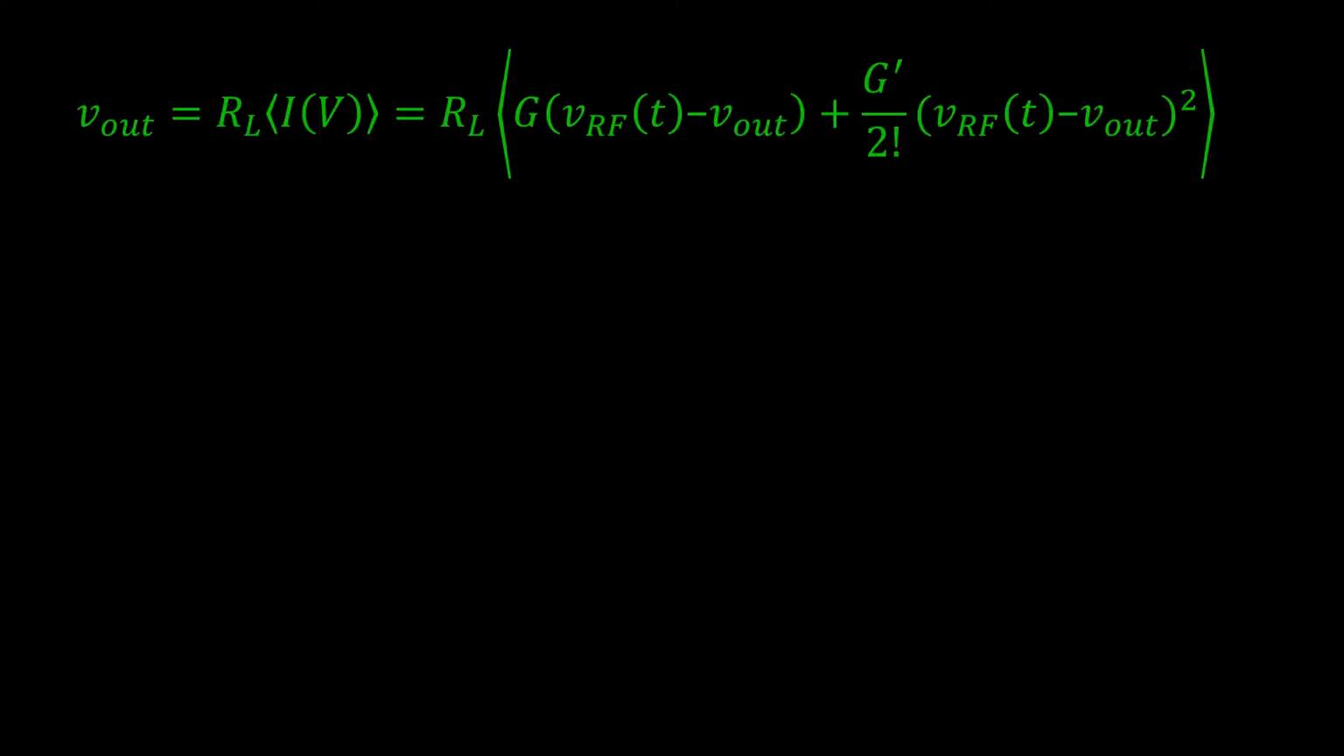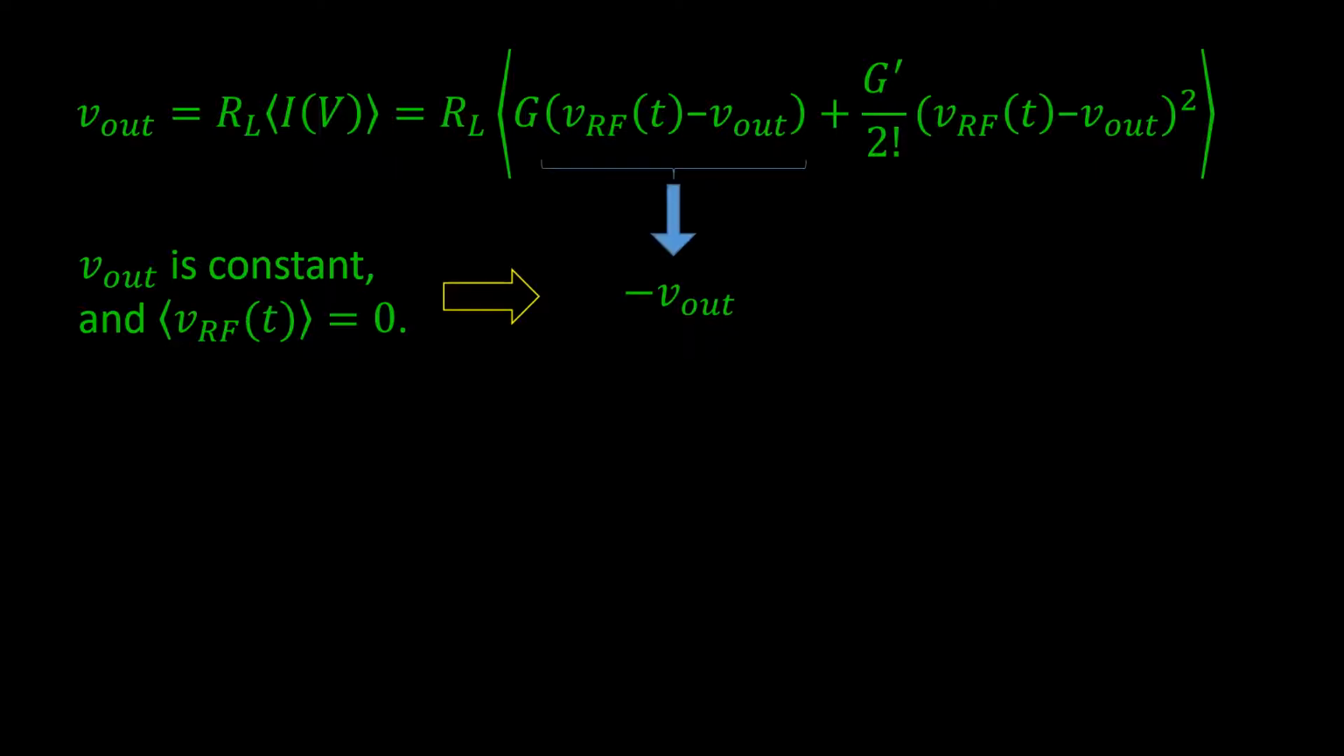The output voltage we are looking for will be this resistance times the average current. And the current is the sum of two terms. Let us calculate them separately. We know that Vout is constant and VRF is a pure cosine function with an average of 0. So this average operation will reduce the first term to minus Vout. The second term is the square of a difference, but the product of VRF and Vout has again no DC component. Therefore, only the square of VRF and the square of Vout remain when doing an average.